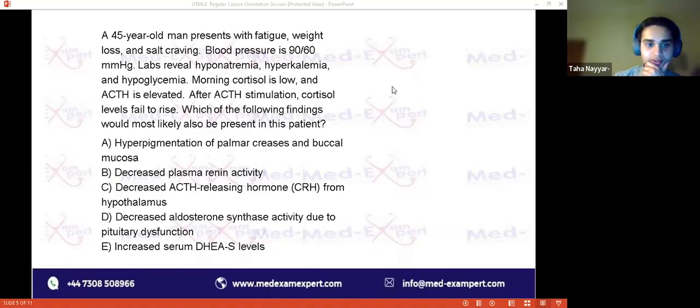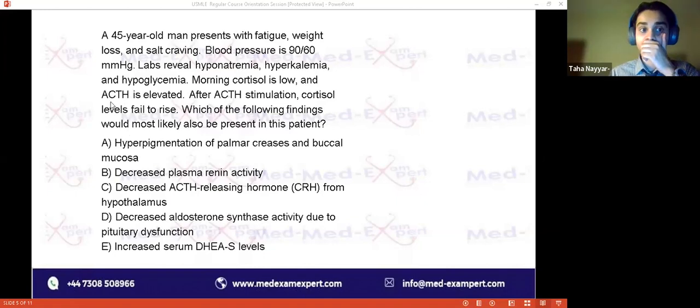Dr. Roshan says C. Why are you saying C? So this is very straightforward. The question says that morning cortisol is low. This is obviously adrenal insufficiency. Now we just need to know whether it is primary or secondary. It says that this patient has higher levels of ACTH, and after the ACTH stimulation test, cortisol levels failed to rise, meaning something is wrong with the adrenal gland. Even after giving ACTH, we were not able to produce cortisol. So this is primary adrenal insufficiency.